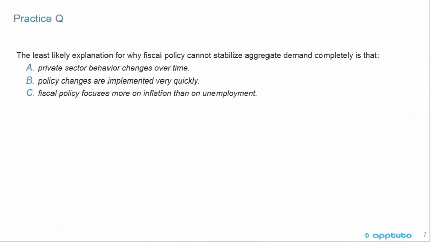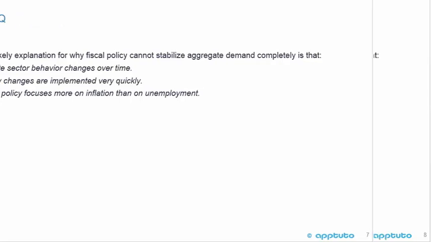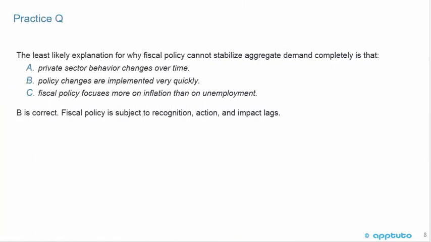And the last practice question to finish this LOS is: the least likely explanation for why fiscal policy cannot stabilize aggregate demand completely is that A, private sector behavior changes over time, B, policy changes are implemented very quickly, or C, fiscal policy focuses more on inflation than on unemployment. Okay, the correct answer is B because we're looking for the least likely, and policy changes are not implemented very quickly. Fiscal policy is subject to recognition, action, and impact lags.